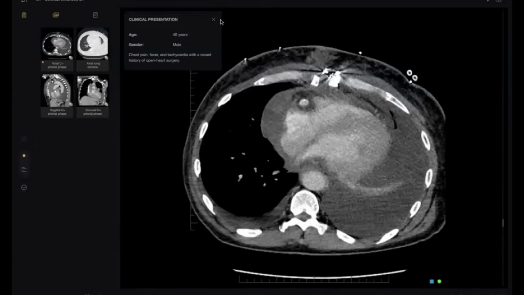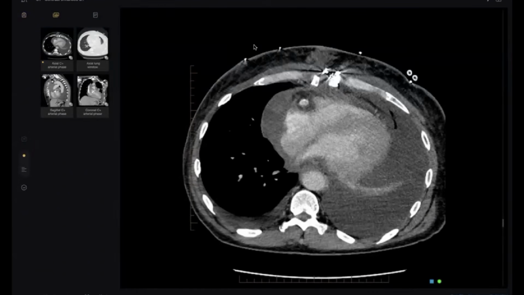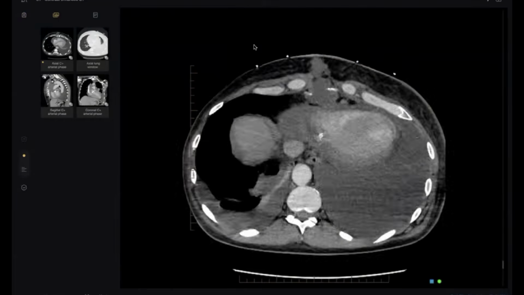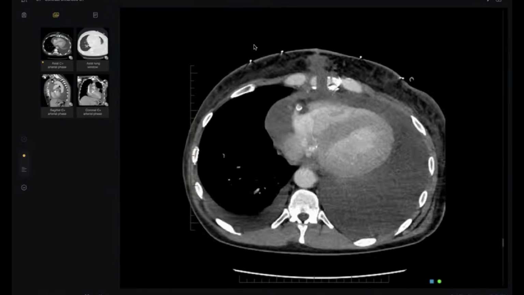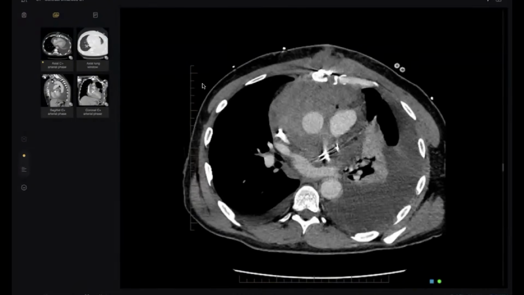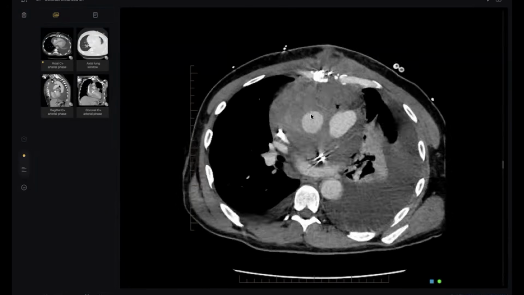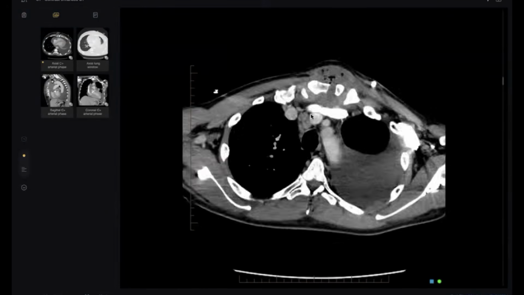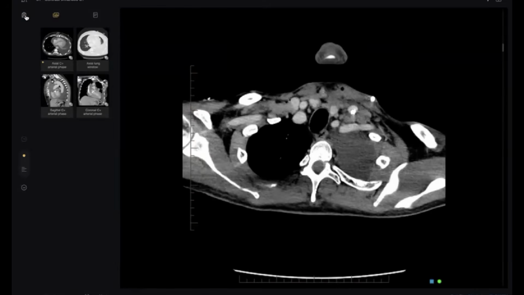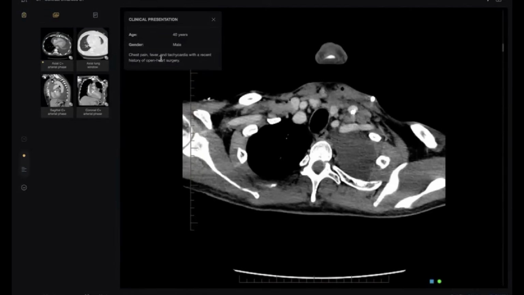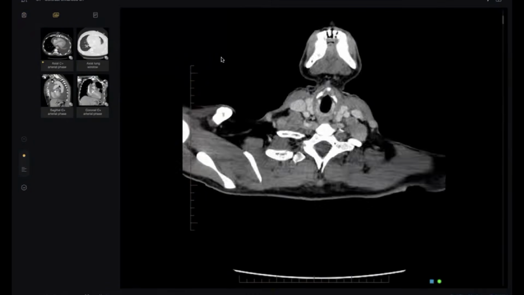Assalamu alaikum. Alaikum salam. This is a 40-year-old male patient presented with chest pain after fracture of his femur. Go on. Doctor, can you please scroll for me? Yeah, I'm scrolling. Sorry, the history. This patient is a 40-year-old male patient presented with chest pain, fever, and tachycardia after a recent open heart surgery. Another case. Okay. Go on.